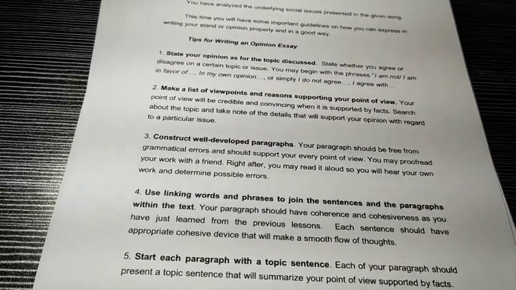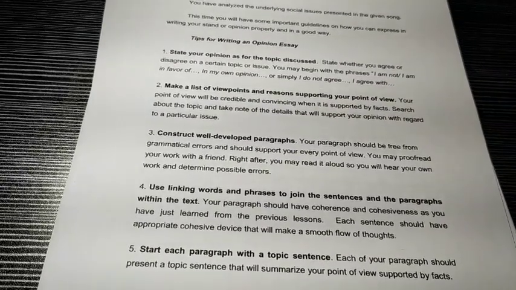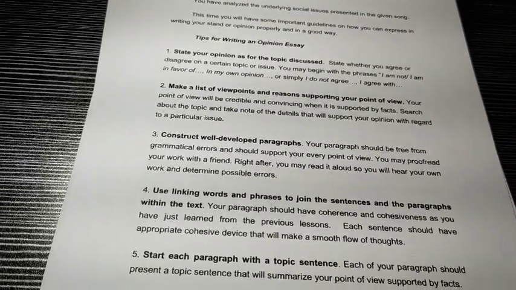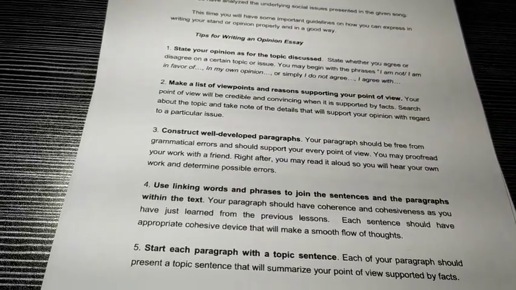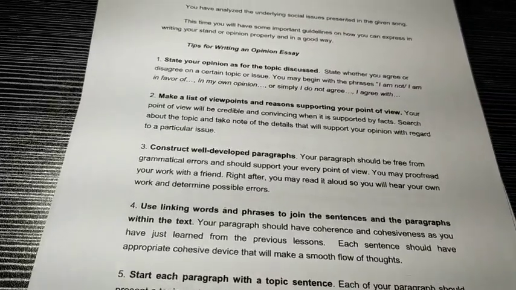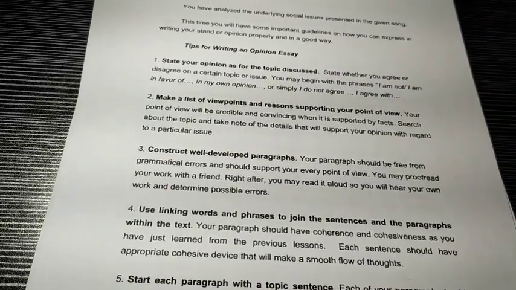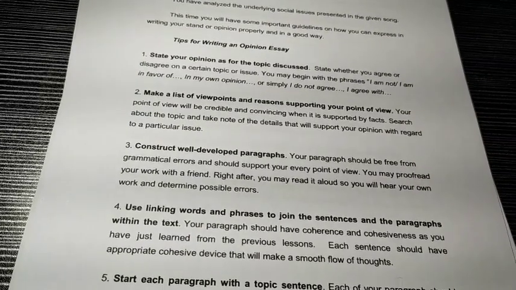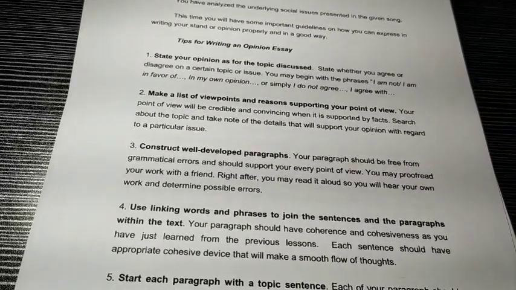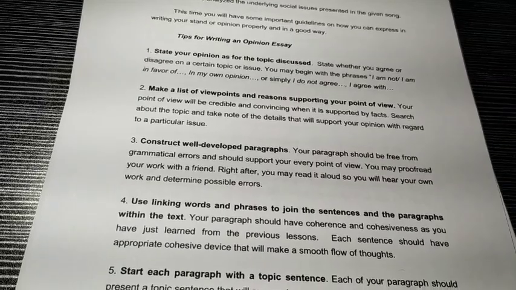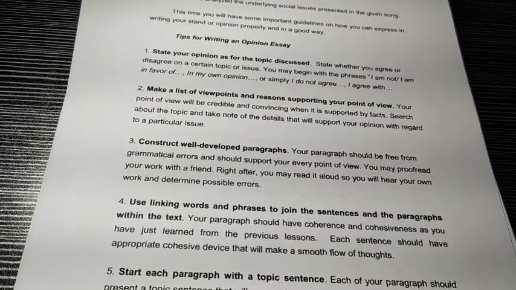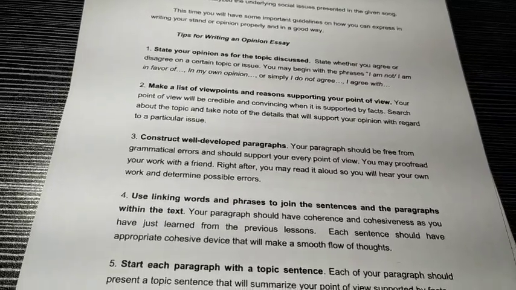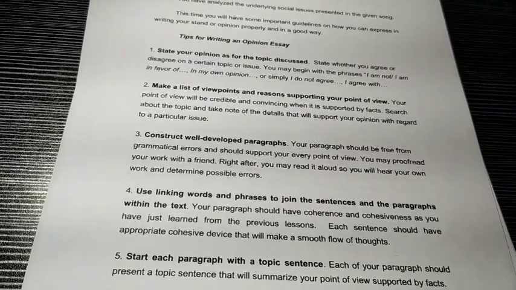Your paragraph should be free from grammatical errors and should support your every point of view. You may proofread your work with a friend. Right after, you may read it aloud so you will hear your own work and determine possible errors. So when you say construct well-developed paragraphs, your paragraphs should be connected to one another. They should be supporting one another. And your sentences in each paragraph should also be related and connected.